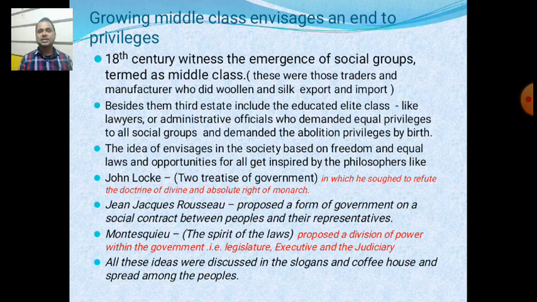So this educated class got influenced by the ideas of these thinkers or philosophers, and ultimately they started to discuss this in the different coffee houses, and they started to read out slogans among the masses, and ultimately they were assimilating the people, and they were demanding to end all sorts of privileges that were prevailing in France by birth.